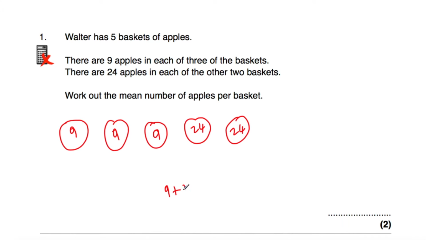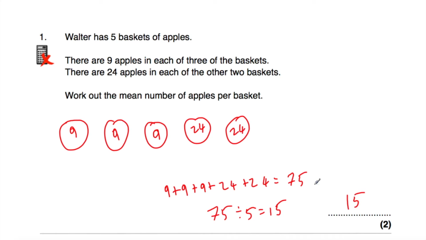Let's do 9 plus 9 plus 9 plus 24 plus 24, and let's see how many apples are all together. And when we add those up, we get 75. So altogether, there's 75 apples. And then we just need to divide by the number of baskets, and that'll tell us the mean number of apples per basket. So 75 divided by 5 is equal to 15. So that means there's 15 apples per basket.